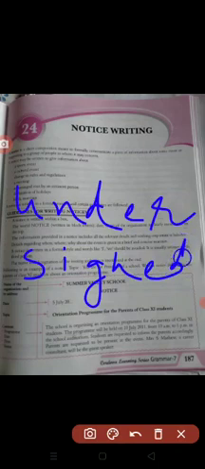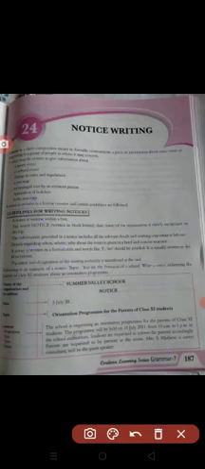SIGNED. This line is written because if the persons, the audience, those who are reading the notice, still have any query after reading the details, they can contact the undersigned. Who is the undersigned? The person who has written his name and designation below. Okay, that you can also see.